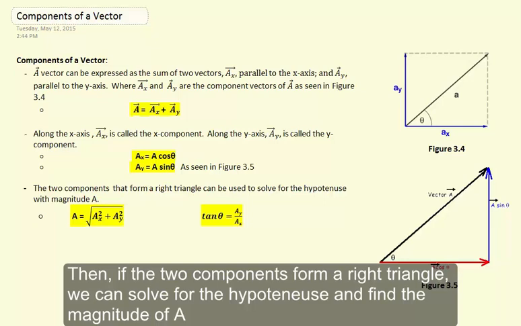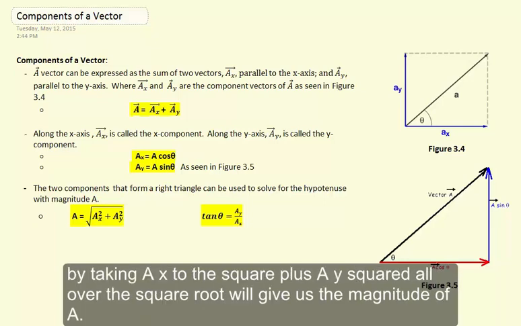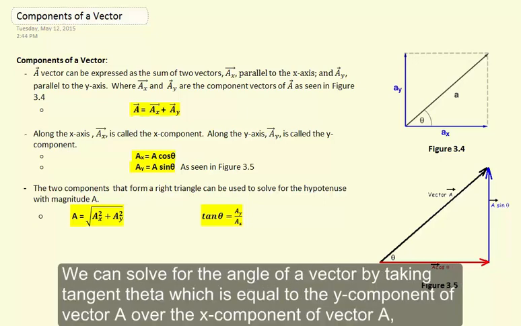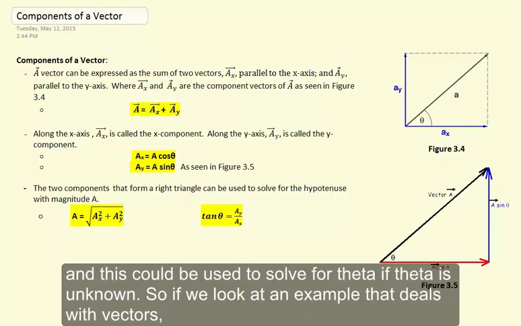Then, if the two components form a right triangle, we can solve for the hypotenuse and find the magnitude of A by taking the square root of Ax squared plus Ay squared. We can solve for the angle of a vector by taking tangent theta, which is equal to the y component of vector A over the x component of vector A. And this could be used to solve for theta if theta is unknown.